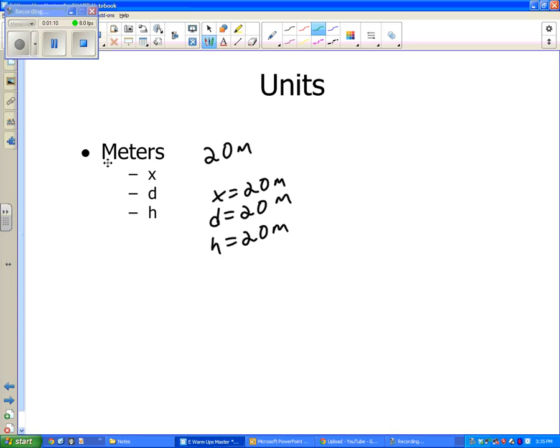We're going to use a D when talking about work. So if the problem says anywhere in it work, you know we're going to use D. And H is only if we're talking about energy. So that might be some clues for you. We're using D for work, and we're using H for energy. All right, so keep those in mind. If something says 20 meters, it could be an X, a D, or an H.